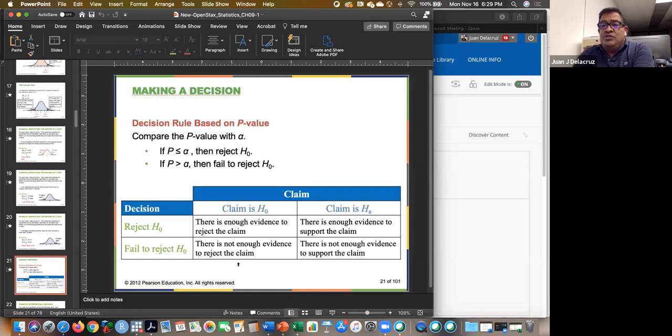So we have some decisions that we have to follow. We have two different methods to make a decision. The first one is to compare the p-value with alpha. So we are going to find the p-value based on our data, and we have a level of significance. So at the end, we are going to compare these two.